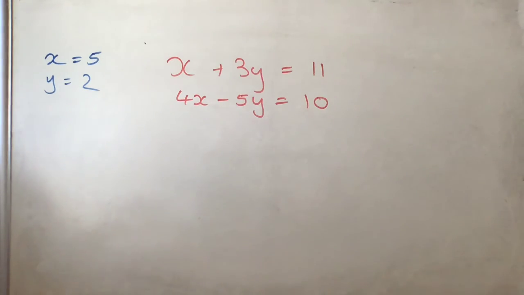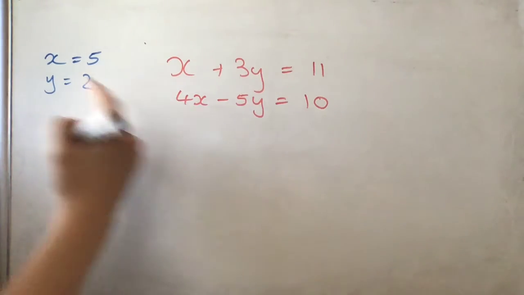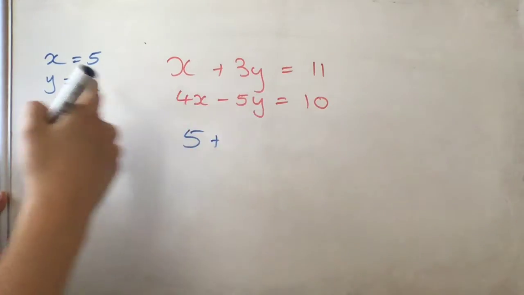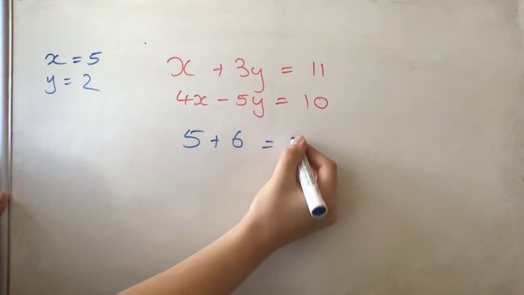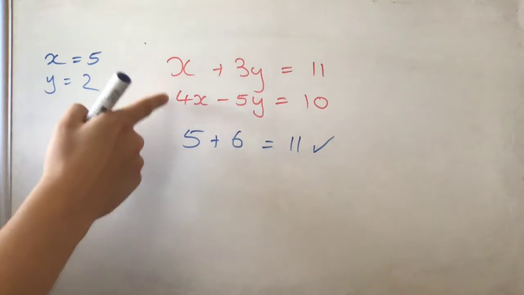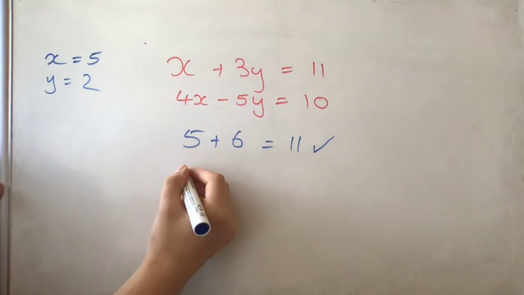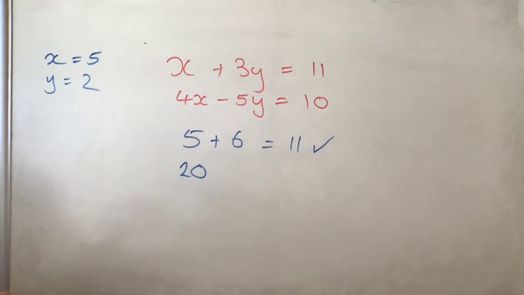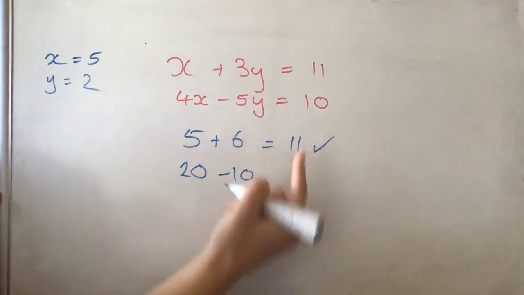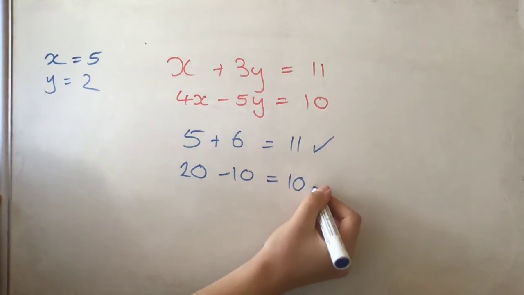So x plus 3y would become x being 5 plus 3 times 2 is 6, which is equal to 11. Okay, true. And then we've got 4x minus 5y. So 4 times x is going to be 20. Okay. And then we've got minus 5y. So minus 5 times 2 is 10. And that is equal to 10, which is also true.